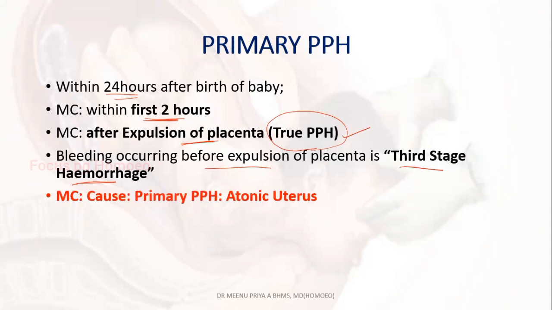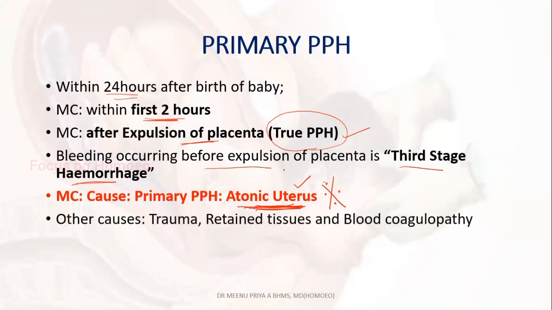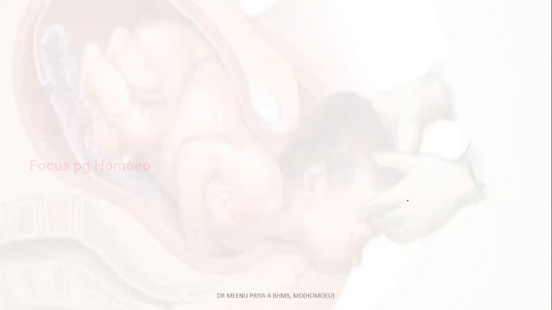And a very frequently asked question: what is the most common cause of primary PPH? It is atonic uterus. You would have seen in all previous year question papers, it is a frequently asked question. So the most common cause of primary postpartum hemorrhage is atonic uterus, and other causes are related to trauma, retained tissues, and blood coagulopathy.